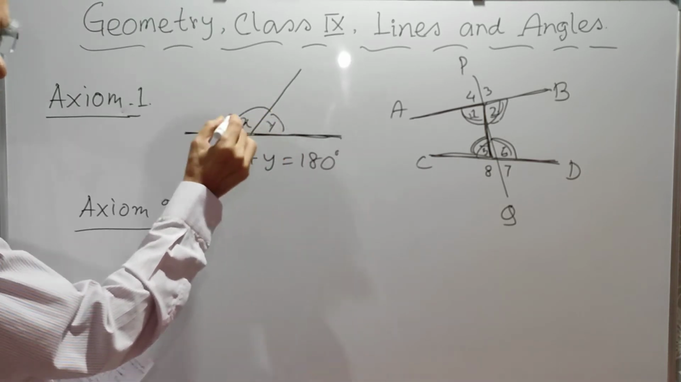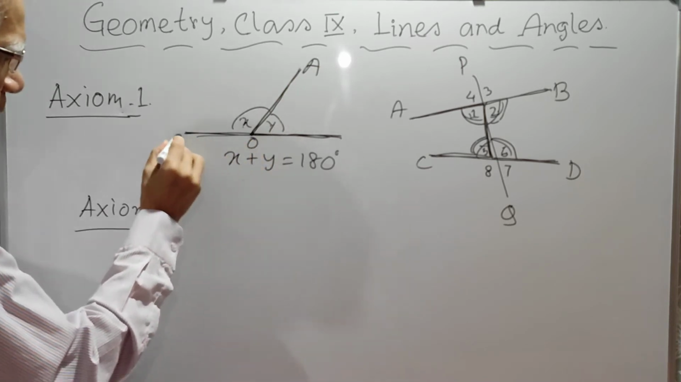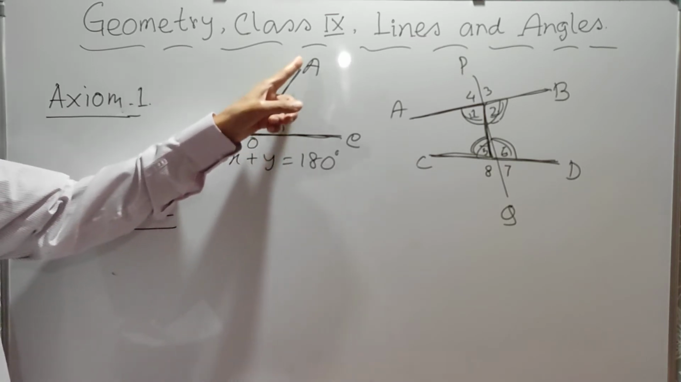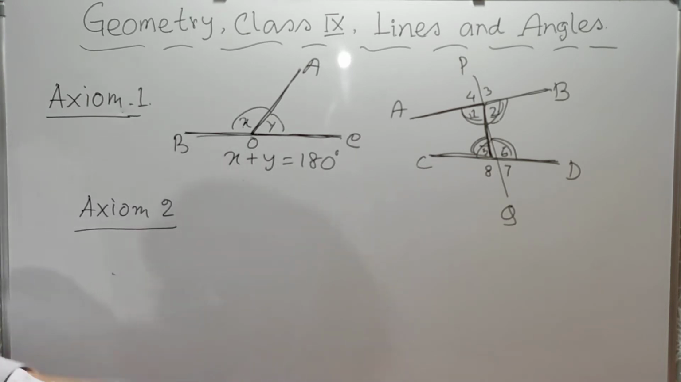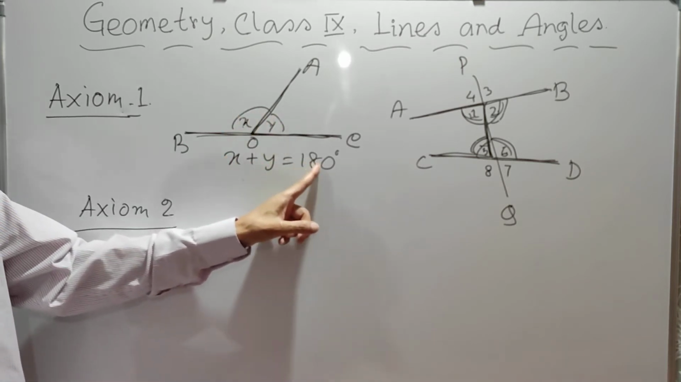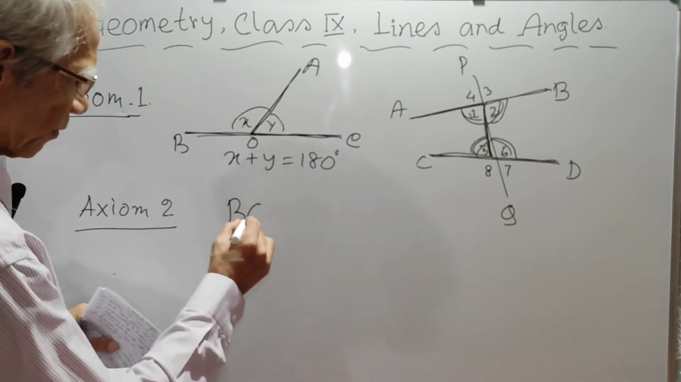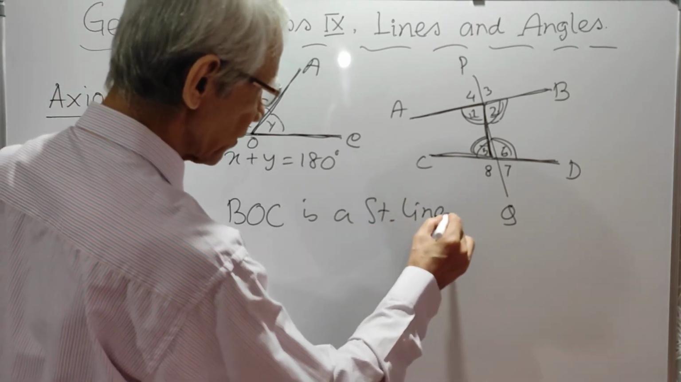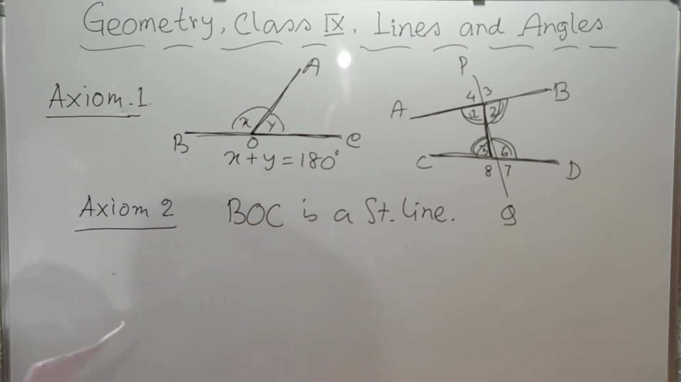Now you see these two are adjacent angles. This is the common arm. Suppose this is AO. AO is the common arm. OB and OC are uncommon arms. These two are adjacent angles. This is the common arm. This is the common vertex. OB and OC are uncommon arms. Right? Now axiom 2 says if the sum of two adjacent angles is 180 degrees, then the uncommon arms lie in a straight line. That means BOC is a straight line. BOC is a single straight line. Not two straight lines, but single. Why is BOC a single straight line? Because the sum of these two angles is 180 degrees.